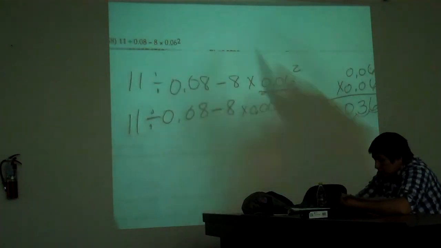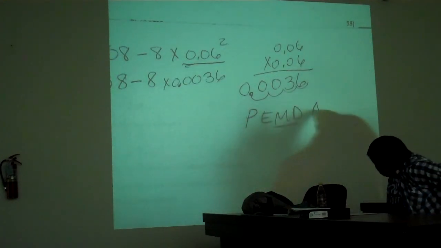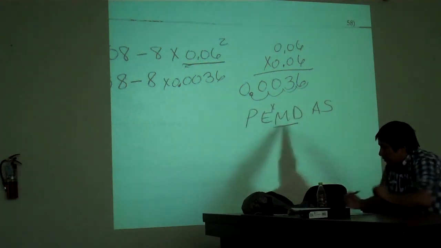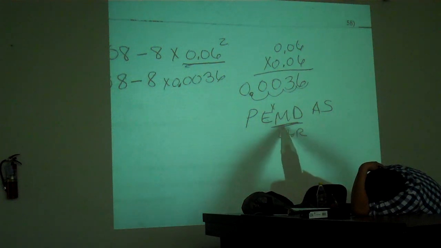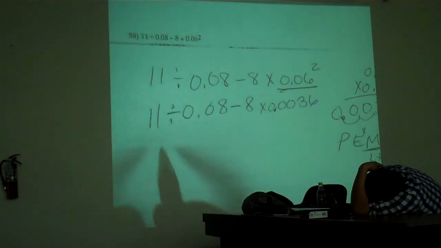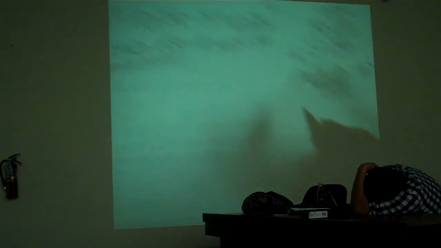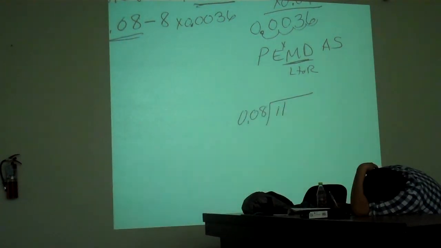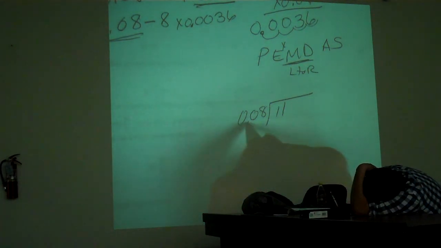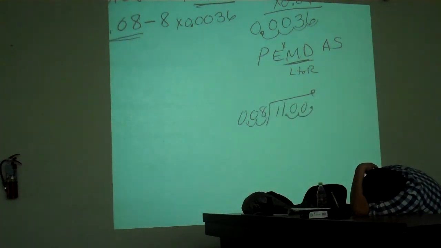Okay. Please excuse my dear Aunt Sally. We've done exponents, multiply and divide from left to right, right? You don't multiply and then divide. We're going to go left to right. This comes first. 11 divided by 0.08. Move it twice. That adds 2 zeros to it, right?